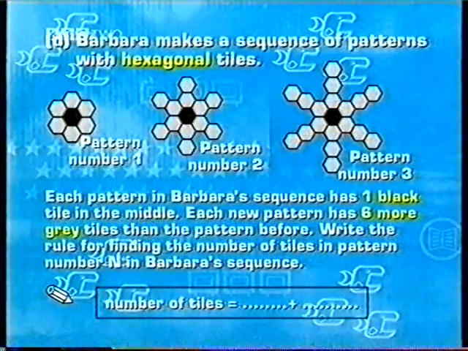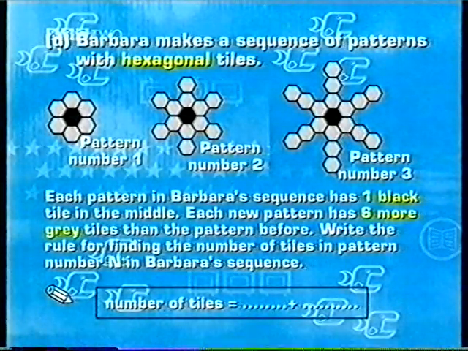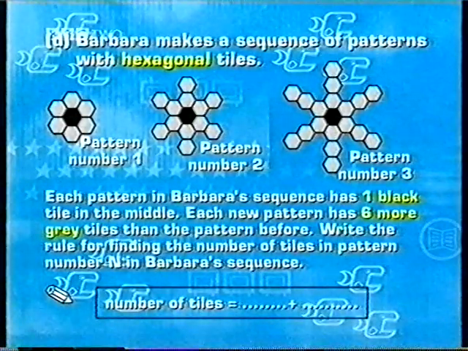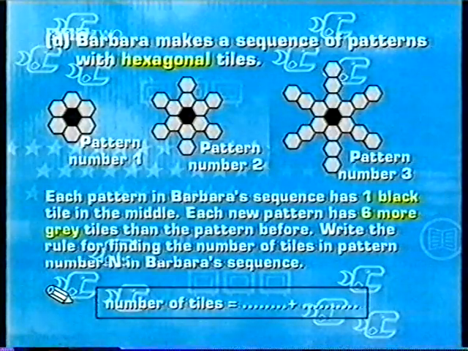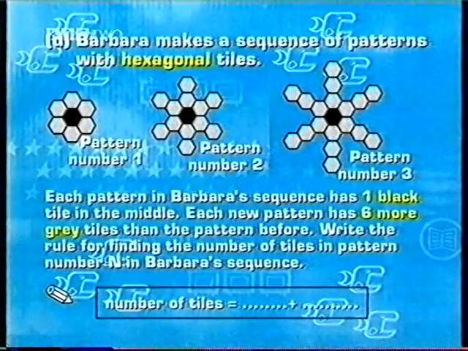D. Barbara makes a sequence of patterns with hexagonal tiles. Each pattern in Barbara's sequence has 1 black tile in the middle. Each new pattern has 6 more grey tiles than the pattern before. Write the rule for finding the number of tiles in pattern number n in Barbara's sequence.